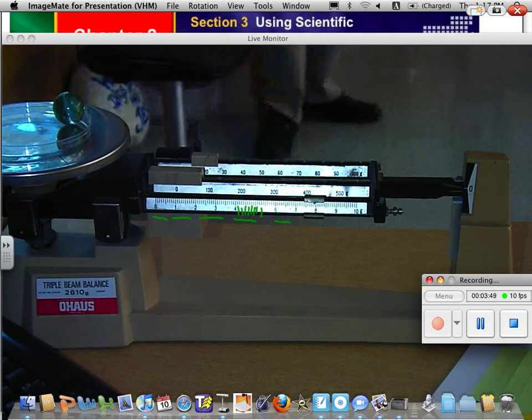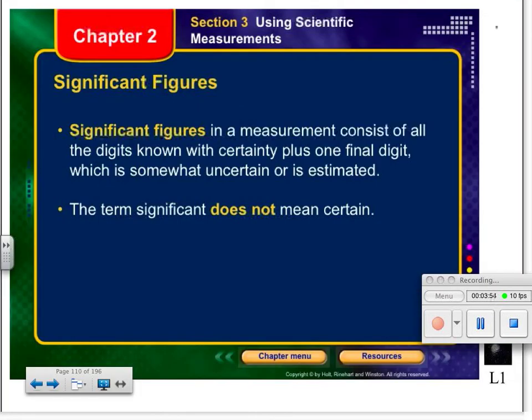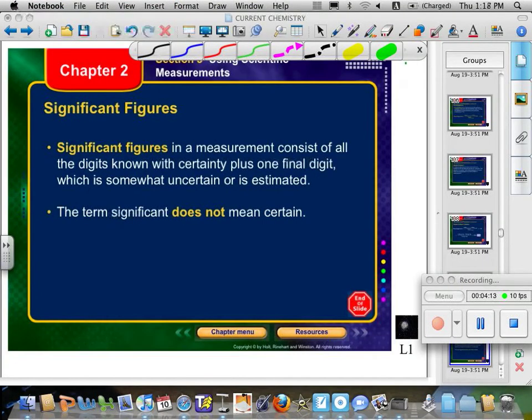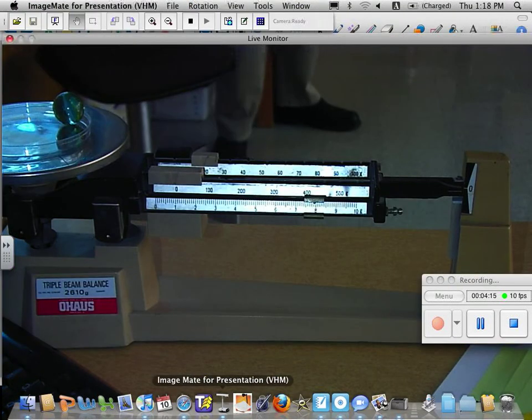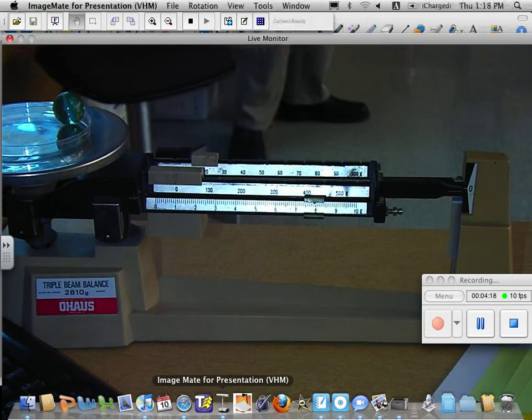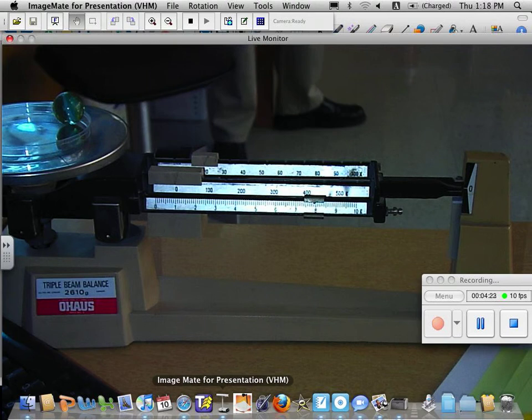Now, what was significant figures? Let's go back to our screen. A measurement consists of all digits known with certainty plus one final digit, which is somewhat uncertain and estimated. So whenever you make a measurement, you check out to the measurement of certainty and then guess one more. What is the digit of certainty? What is the measurement of certainty?